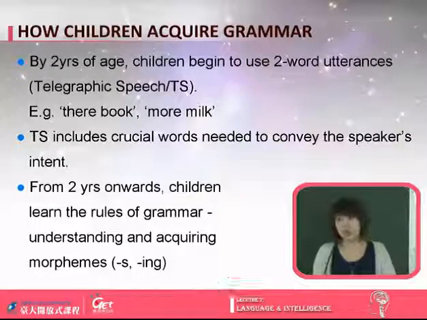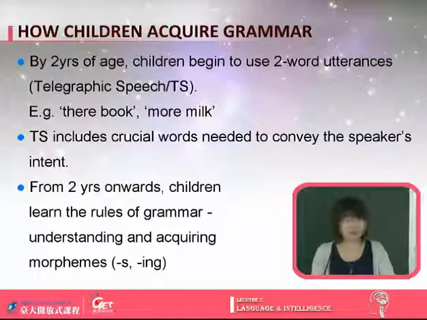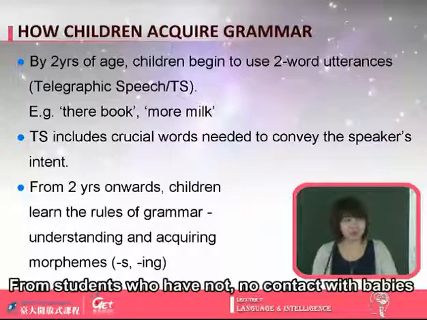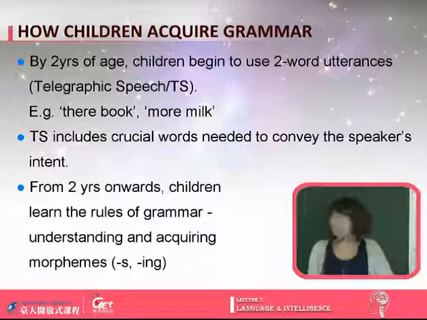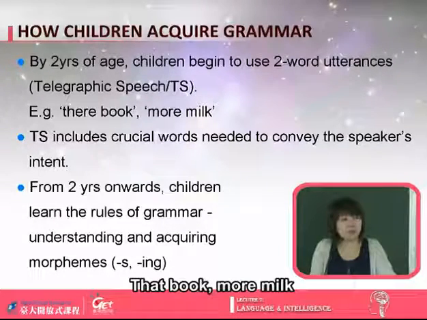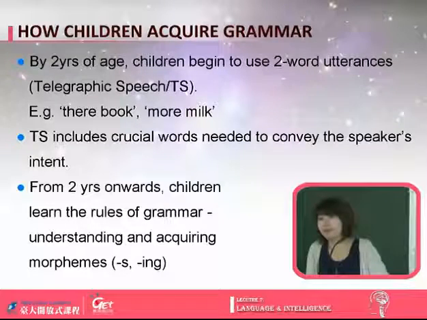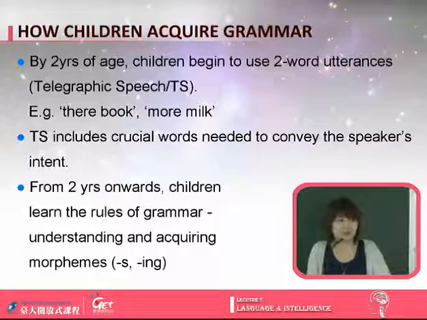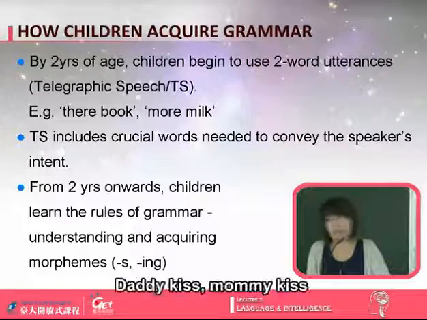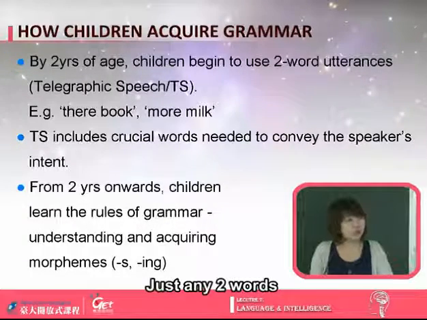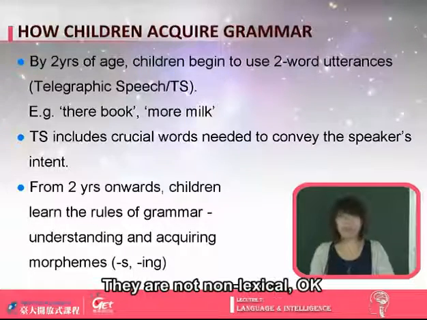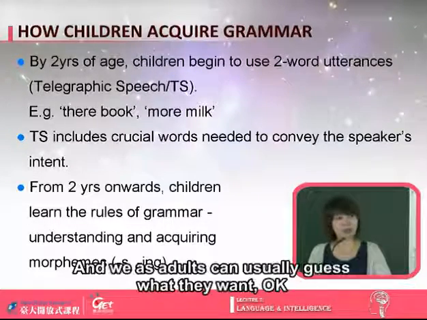More milk, their book. Any other examples from students who have no contact with babies? Guess. Their book, more milk. Me hug. Me kiss. Daddy kiss. Mommy kiss. Door open. Door open, yeah? Just any 2 words that are not random, that are not nonsensical. They mean something, and we as adults can usually guess what they want.